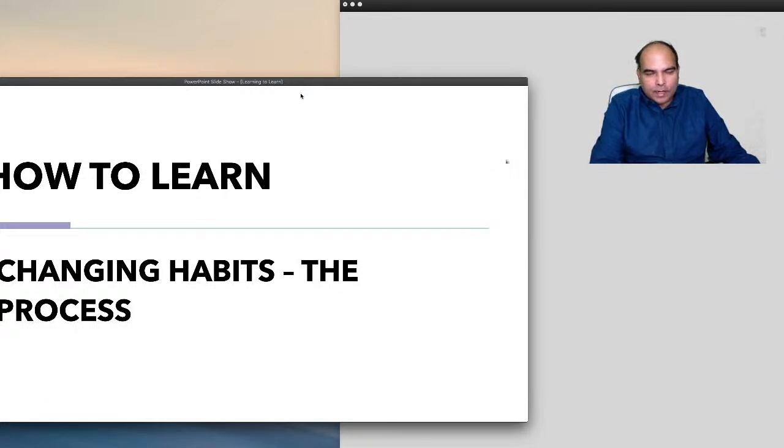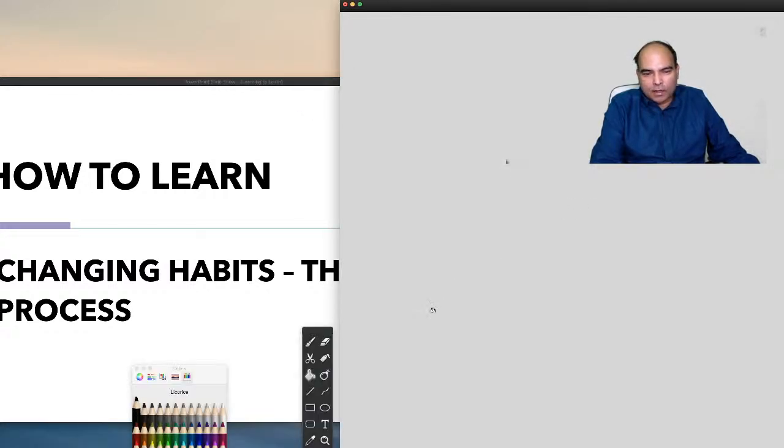What we are trying to do is create a structured process where we can think about the process of habit change, just like we've done for the process of changing beliefs.